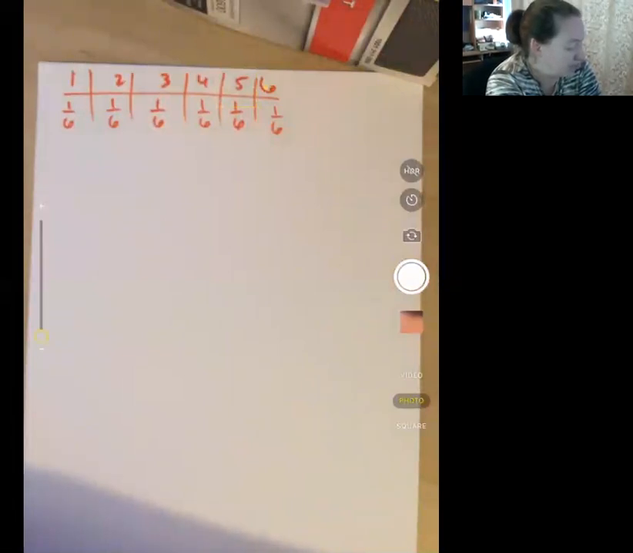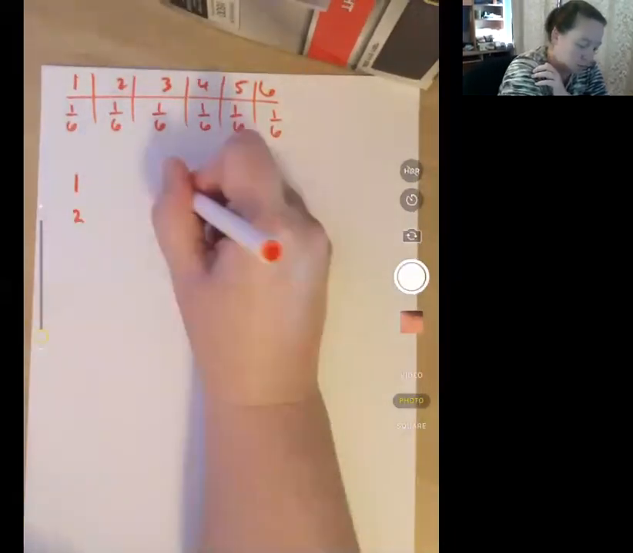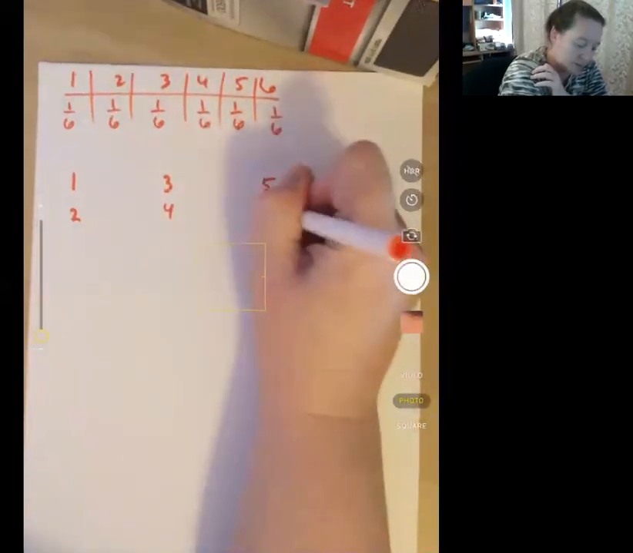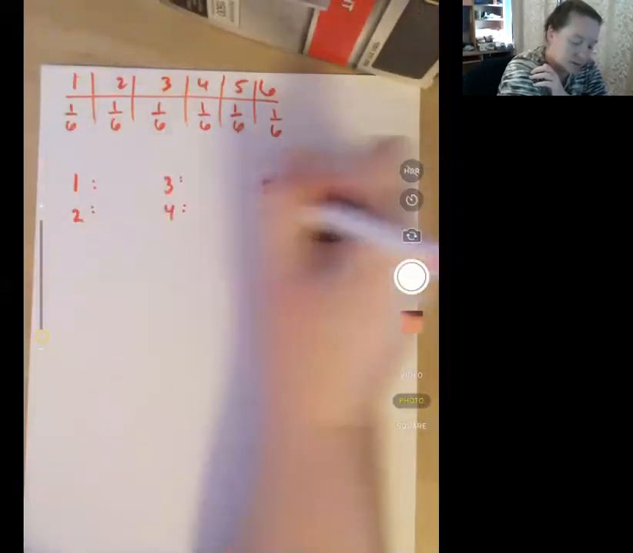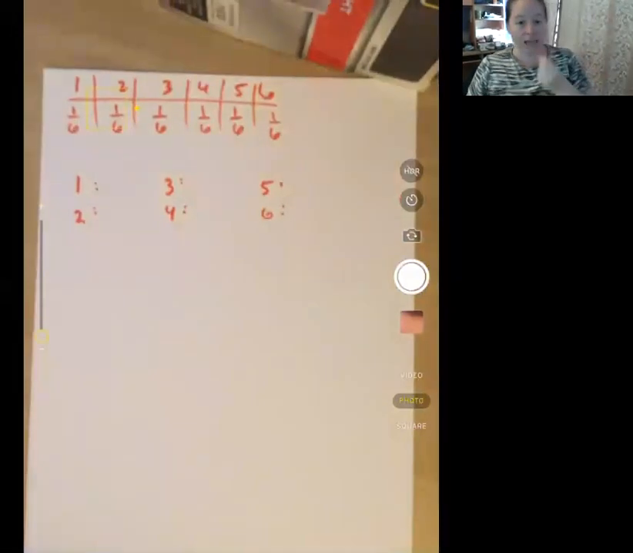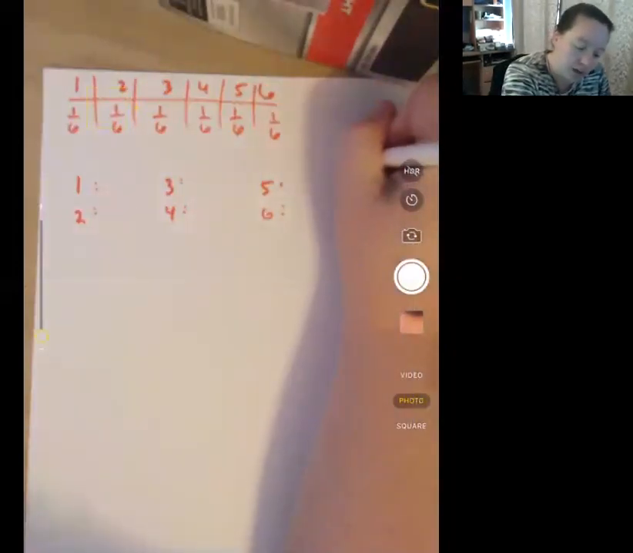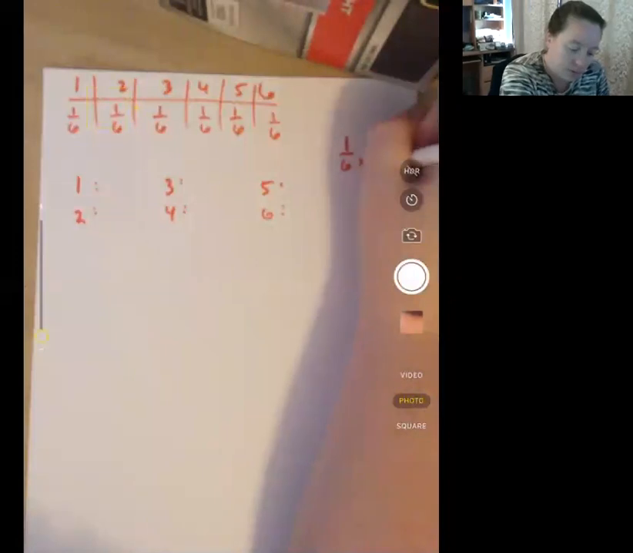Step number 2, predict the number of times each number will be rolled out of 30 rolls. So 1, 2, 3, 4, 5, 6. Now, this is out of 6 rolls. What we have up on top is out of 6 rolls. I want it out of 30. 6 times what gives us 30? 5. Whatever I do to the bottom, I need to do to the top. So I'm just going to do it one time over here because they're all exactly the same. 5 equals 30. So I do times 5.